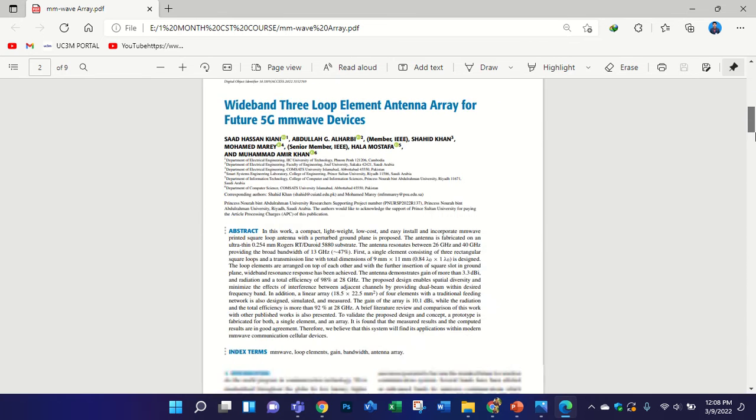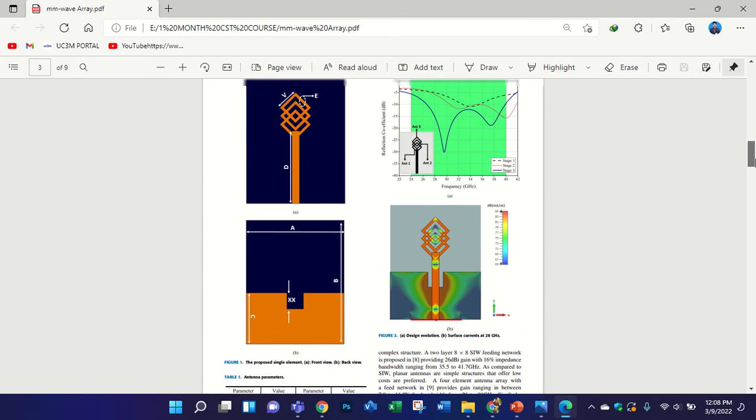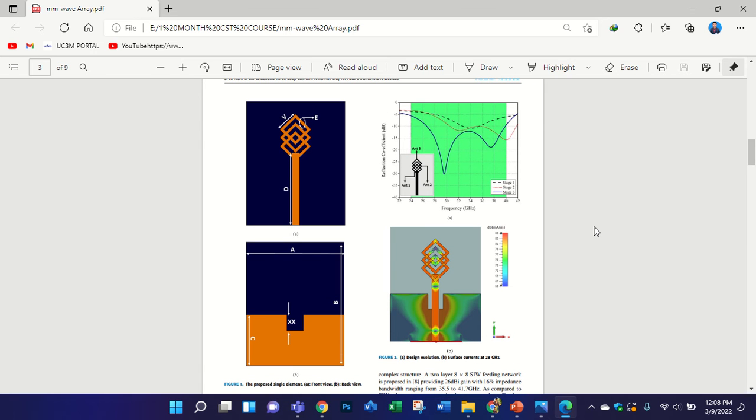Okay, let's start with this one, but I think we do not work on millimeter wave. I mean, in this lecture we will only learn the antenna array, not the millimeter wave band, okay, because this one is at 38 gigahertz, okay.